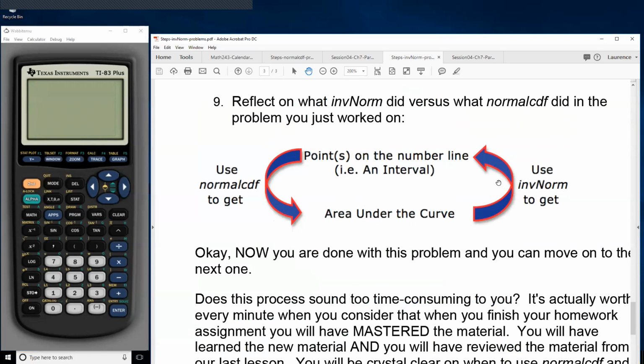This shows that relationship between them. And it reinforces, when do I use inverse norm? When do I use normal CDF? And my answer to you is, well, what did they give you? An interval or an area under the curve? And once you know that, you know what to use.